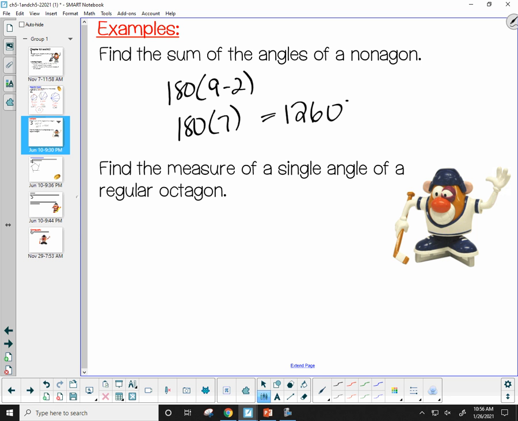So that means if I had any nonagon that I draw, if I were to measure and add up all of those angles, it would equal 1,260 degrees. Okay, does that make sense?